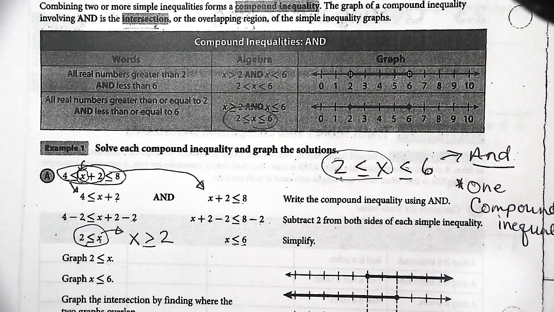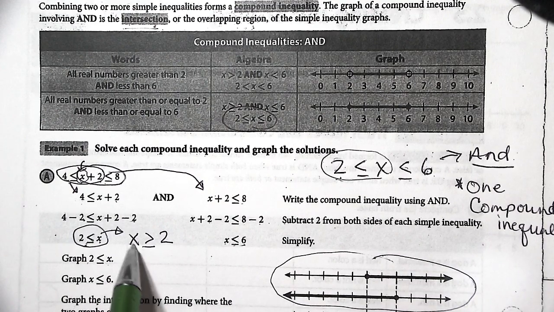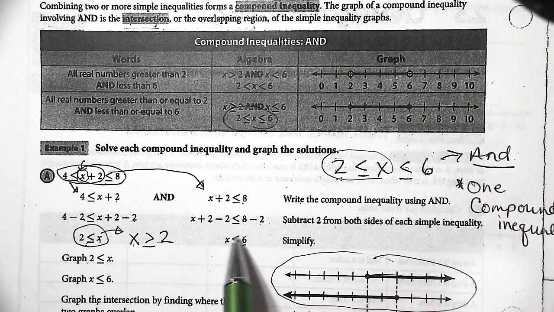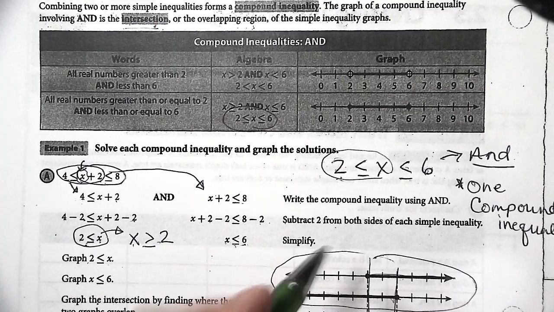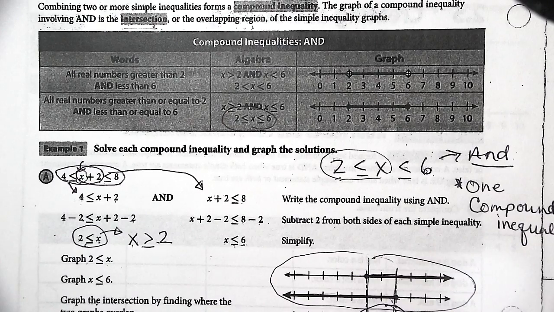Now these two graphs right here are just showing the individual inequalities. X is greater than or equal to 2, going up. X is less than or equal to 6, going down. And again, the answer is the overlap. Notice that the in-between is the solution set.